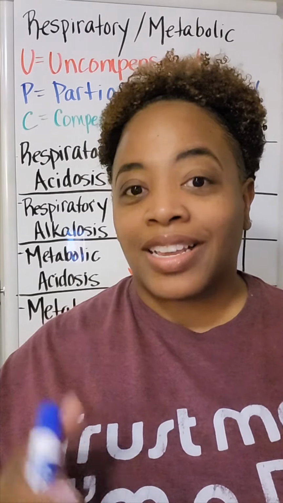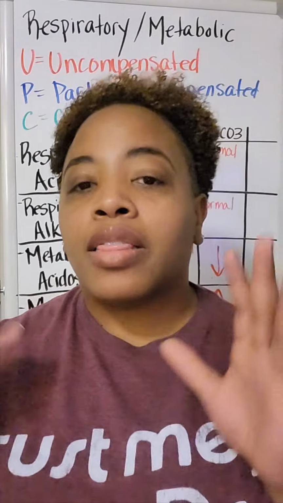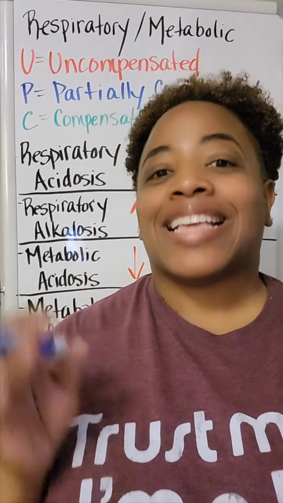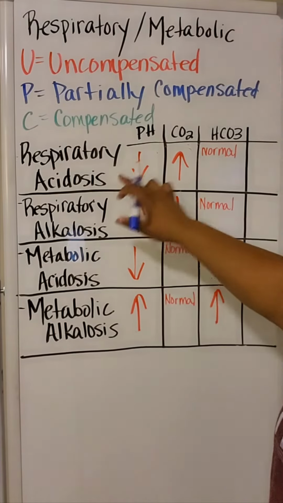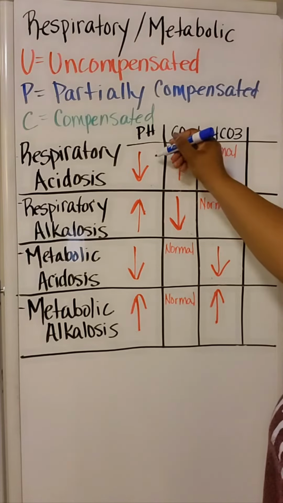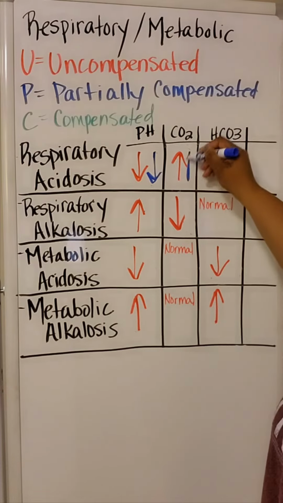Now that we've taken a look at uncompensated, we're going to take a look at partially compensated. The good thing about partially compensated is it looks almost exactly like the initial state. So if we're talking about respiratory acidosis, then the pH is still down. That hasn't changed. And guess what? The CO2 is still up.